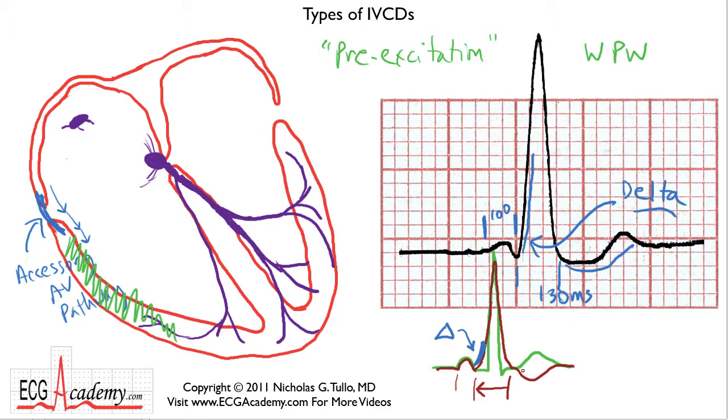Well, now that we've discussed all different types of IVCDs, in the next chapter I'm going to give you some examples on real ECGs and then discuss the notion of a functional IVCD or a functional bundle branch block, which means that it's not blocked all the time, only under certain circumstances.